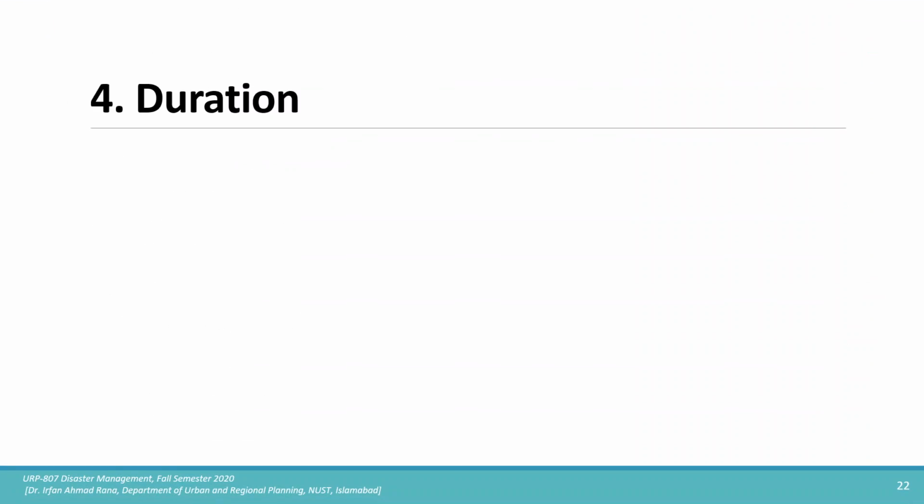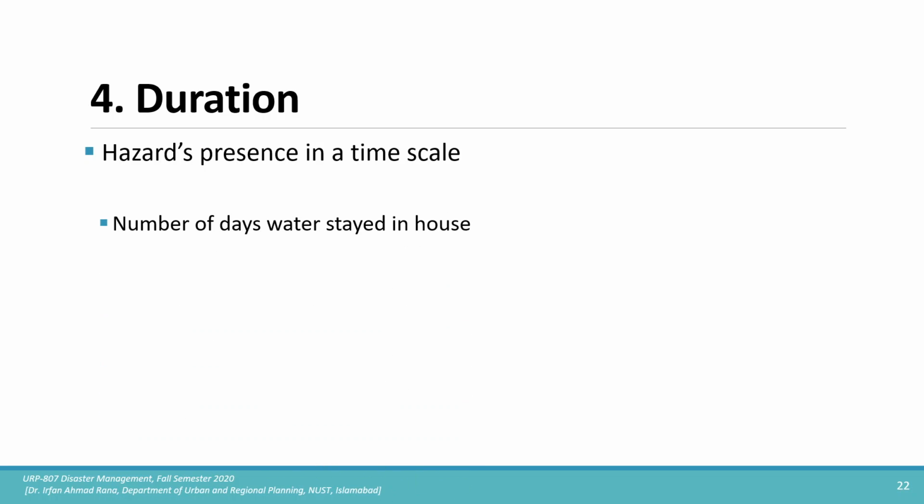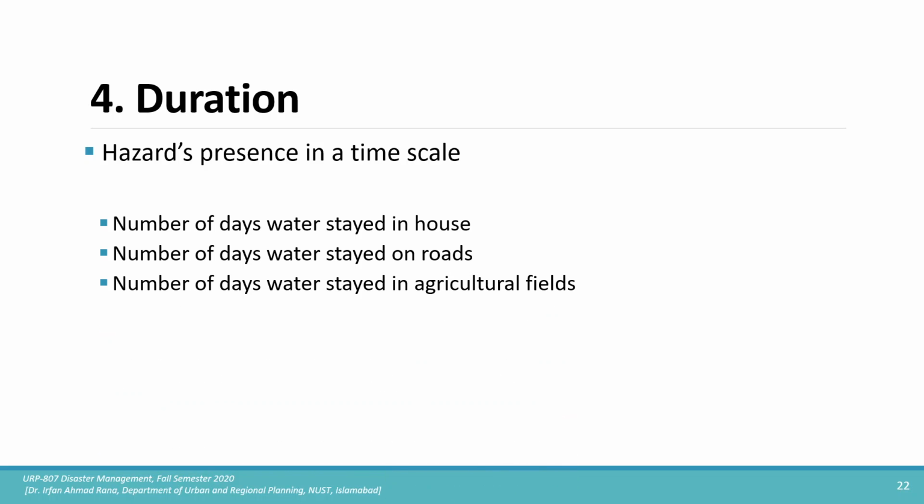Then comes the duration. Another point to measure a magnitude or severity, or you can say a hazard value, is how much time that hazard stayed in that area. Particularly for floods, it is the number of days or hours or time which the water has stayed in the houses, roads, or in the agriculture fields. So, duration of the hazard.